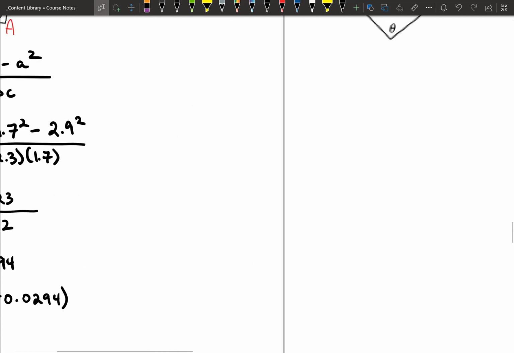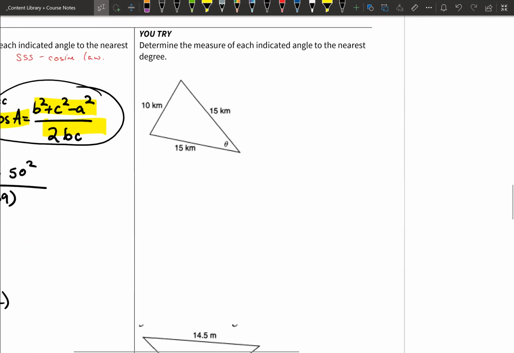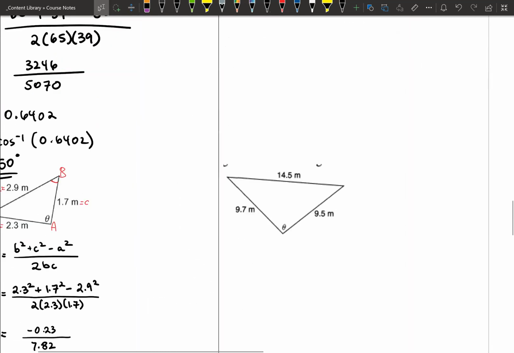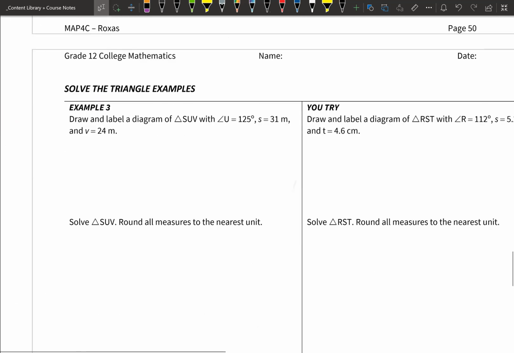So again, you're going to be responsible for trying the U-try problems, and we'll take those up in class when we return, and I see you again. And then I'm going to do one more example.